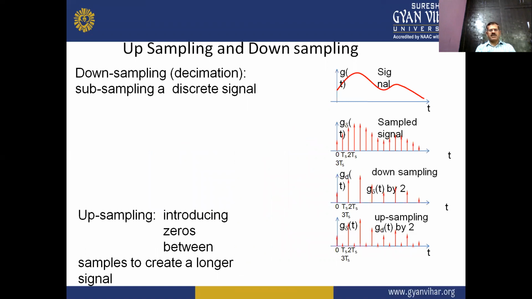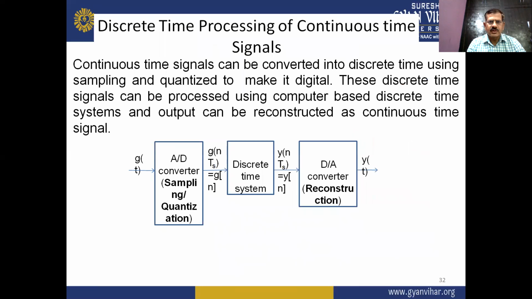Next one is upsampling and downsampling. Downsampling is decimation, or subsampling of discrete signals, and upsampling is introducing zeros between samples to create a longer signal. So these are upsampling and downsampling.